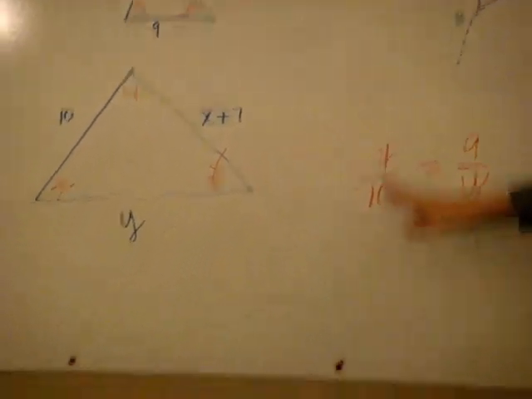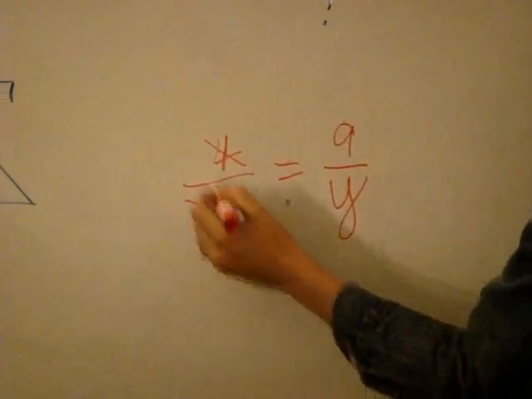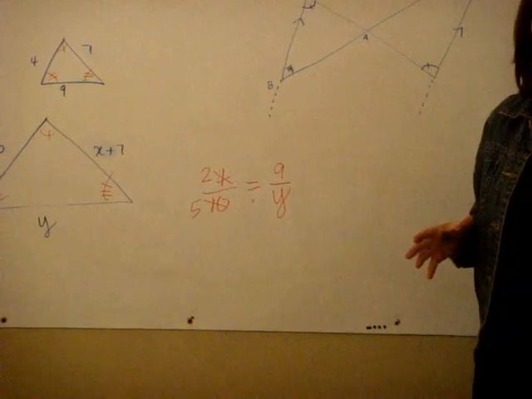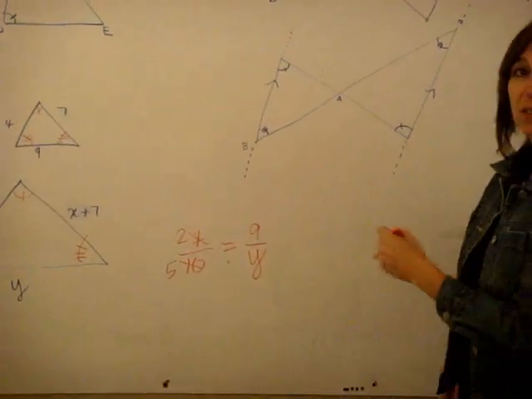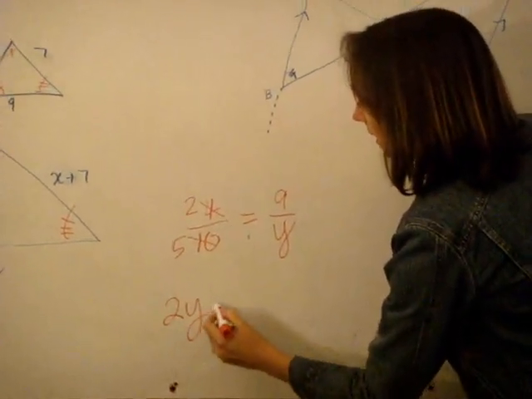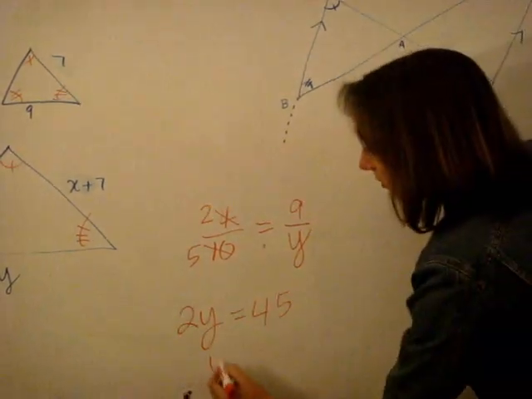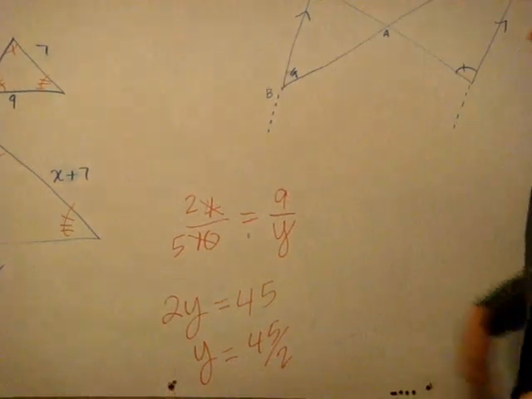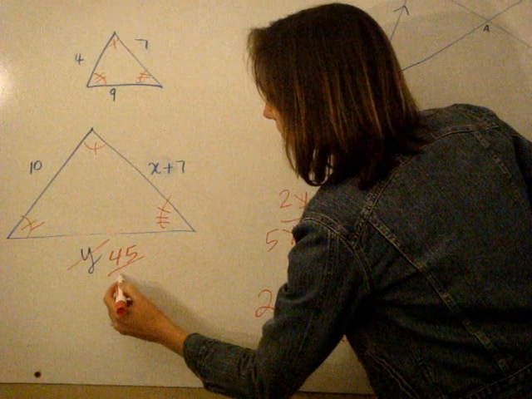I'm going to reduce this 4 over 10 just to make our numbers easier to work with. I can reduce that to 2 over 5. You always want to reduce when you can. It makes your numbers smaller and easier to work with. So now we have a fraction we can cross multiply and solve for Y. So we'll cross multiply. We get 2Y equals 45. Divide both sides by 2, and we found Y. Y is 45 over 2. So that's Y. We can fill that in, 45 over 2.